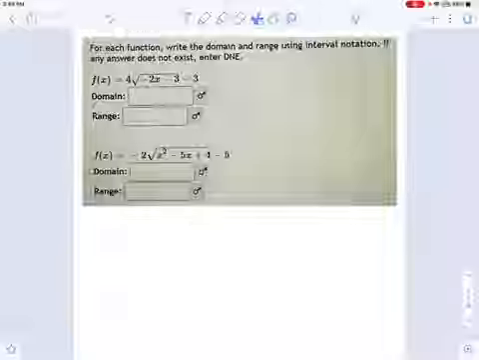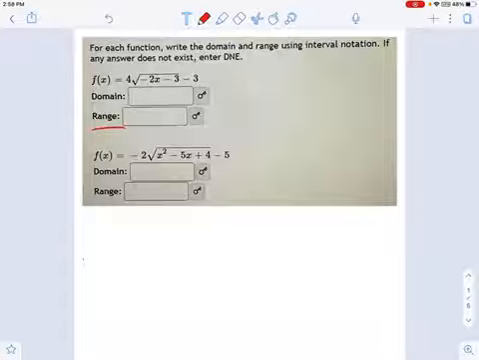And I think I'm going to start with range first. It's going to take a little less space to talk about this. So let's say for this first function, my y minimum value. So what is the smallest y can be? Well, it's going to be 4 times the square root of 0 minus 3.